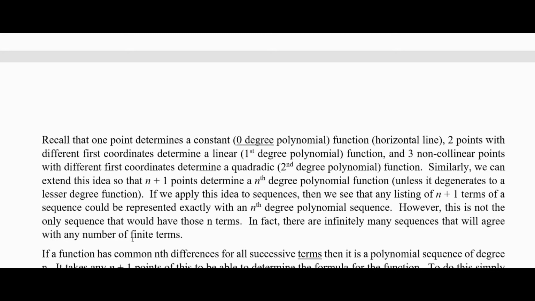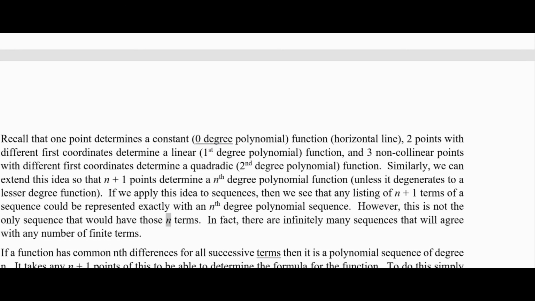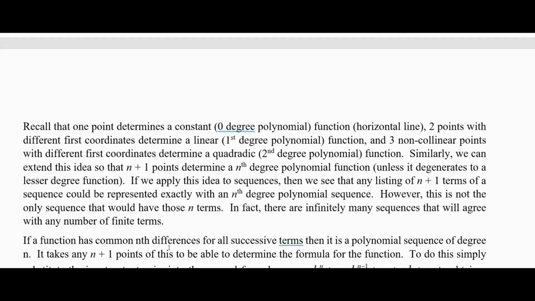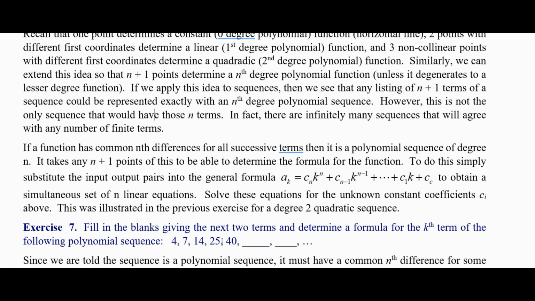If we apply this idea to sequences, then we see that any listing of n plus 1 terms of a sequence could be represented exactly with an nth degree polynomial sequence. However, this is not the only sequence that would have those n terms. In fact, there's infinitely many sequences that will agree with any number of finite terms. So when they say, find a pattern here, well, there's lots of patterns that will work. In fact, we've already said that a polynomial pattern will always work.